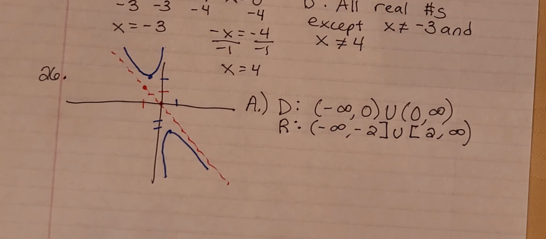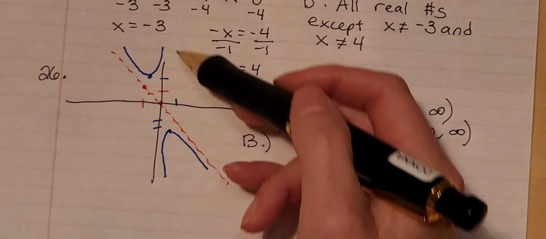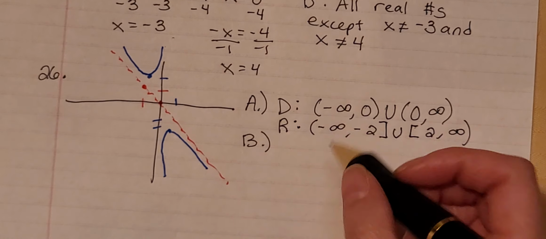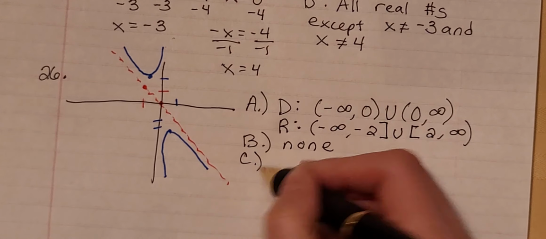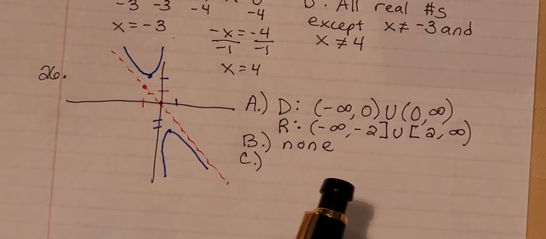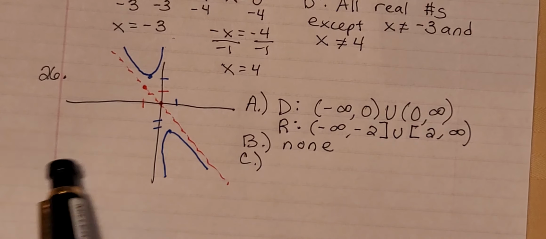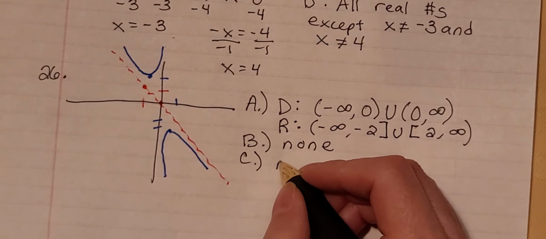Question B asks for the intercepts. So we're never going to cross the y, we're never going to cross the x, so that would be none. Okay, question C asks for any horizontal asymptotes. So that would be going across the horizon. So if you look, there are none.